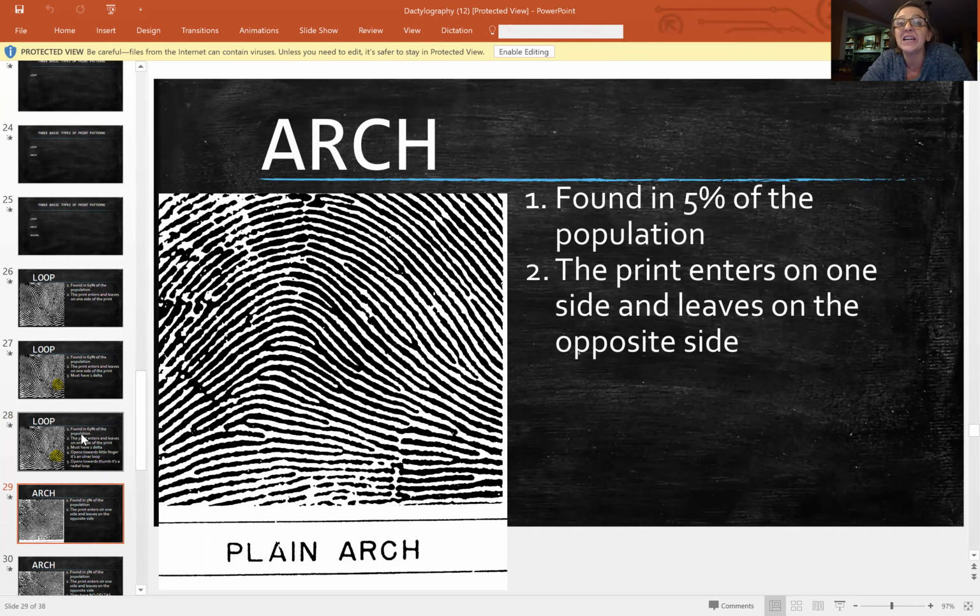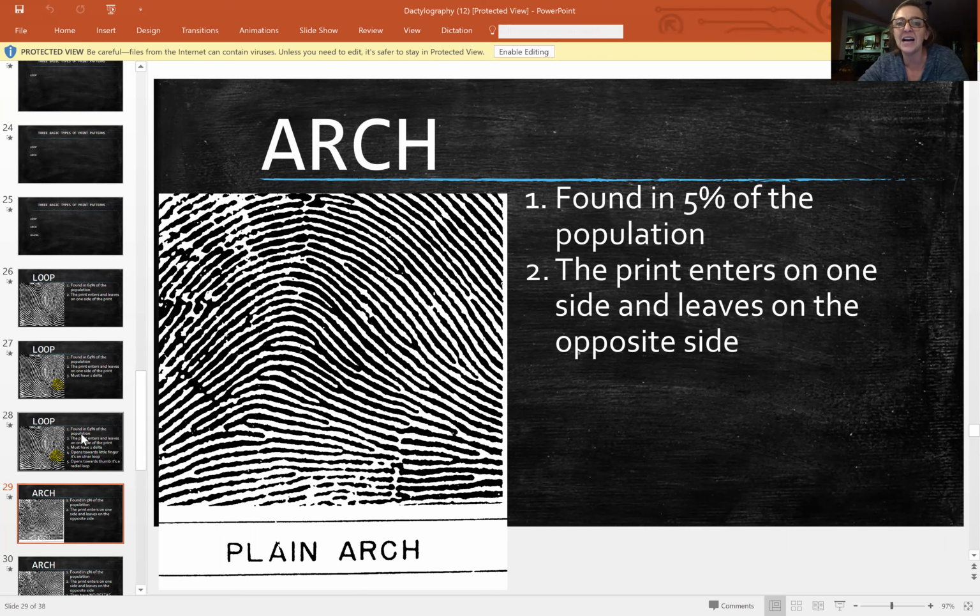Next one here is an arch. Only 5% of the population has one or more arches. So dig around through your fingers, take a look. If you have an arch, that's a pretty distinct print because only 5% of the population, and I don't mean the United States, I mean the whole world, has an arch.